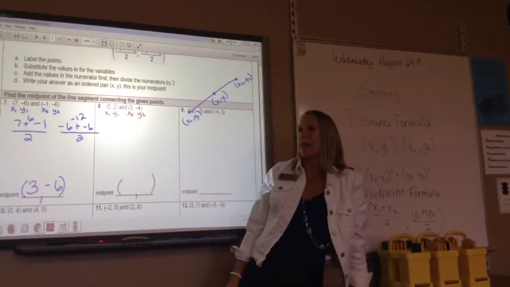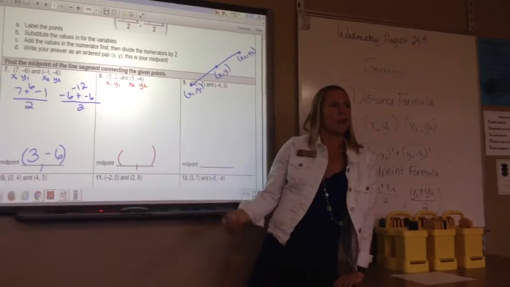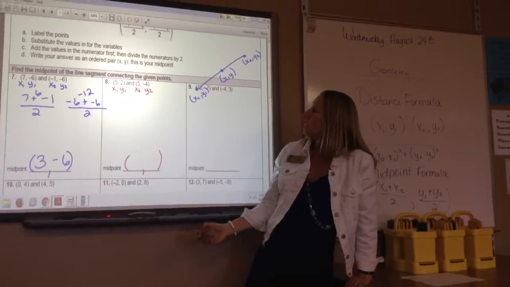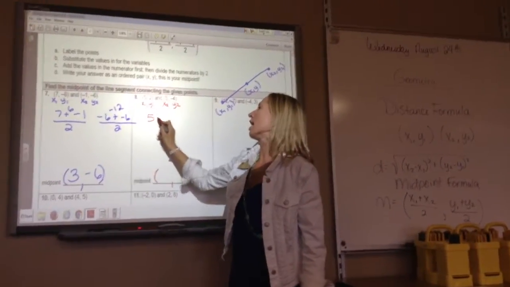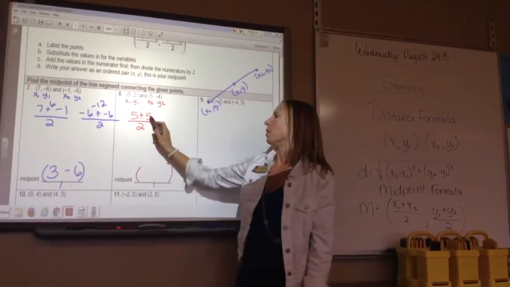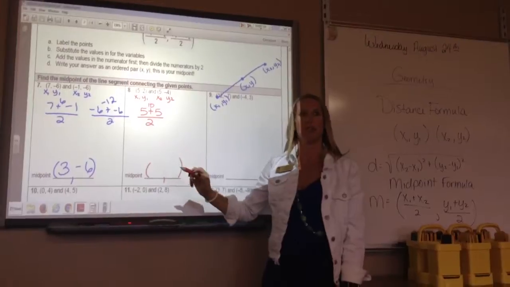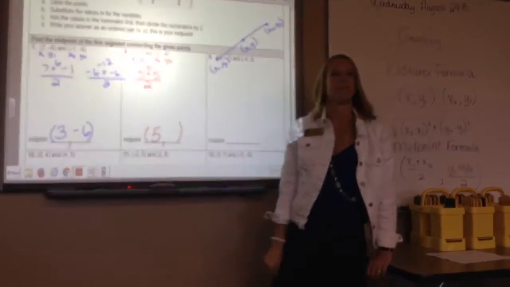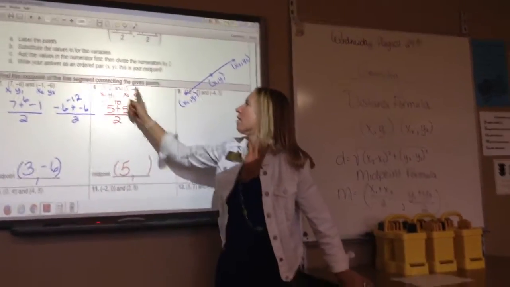First, I'll find the average of the x's. So what are my x numbers? 5 and 5. So I got to add my 5s together and then divide by 2. So 5 plus 5 is 10. What's 10 divided by 2? 5.